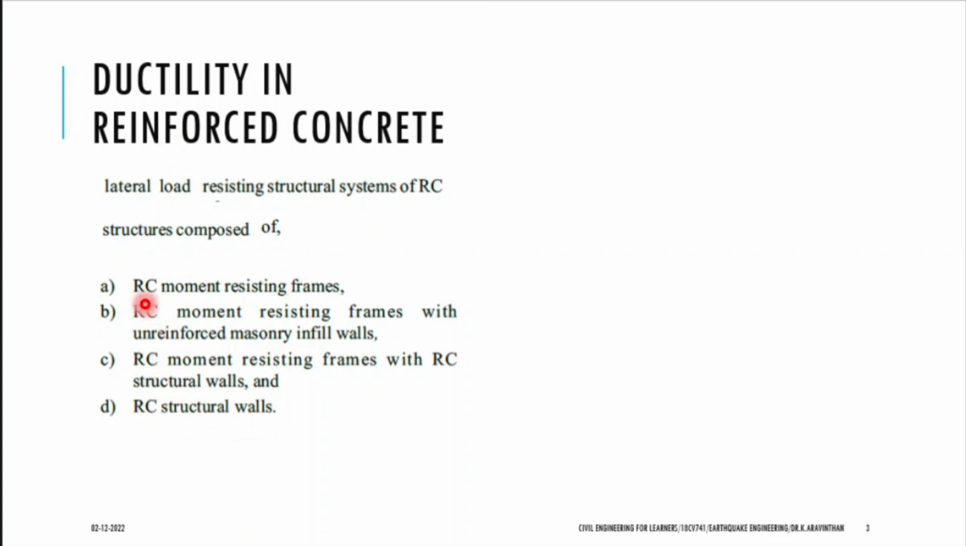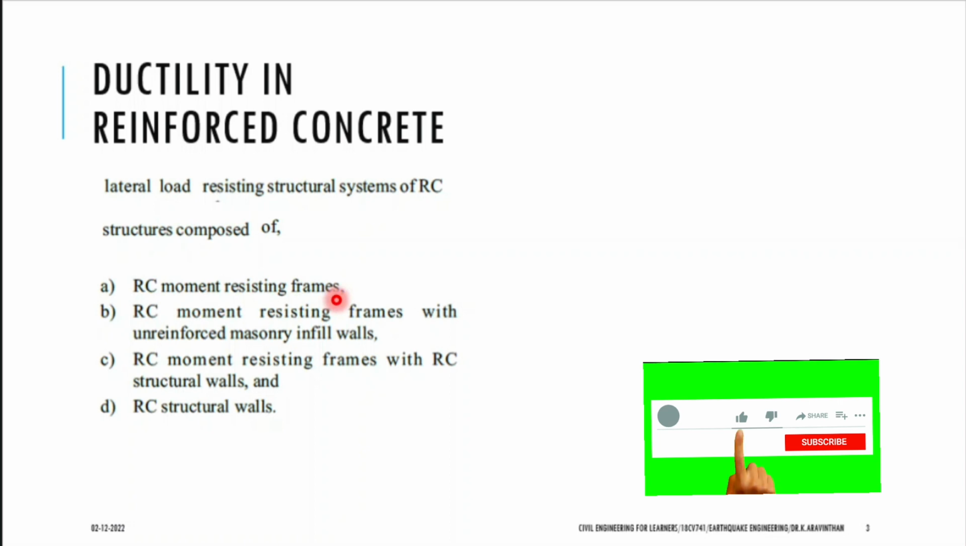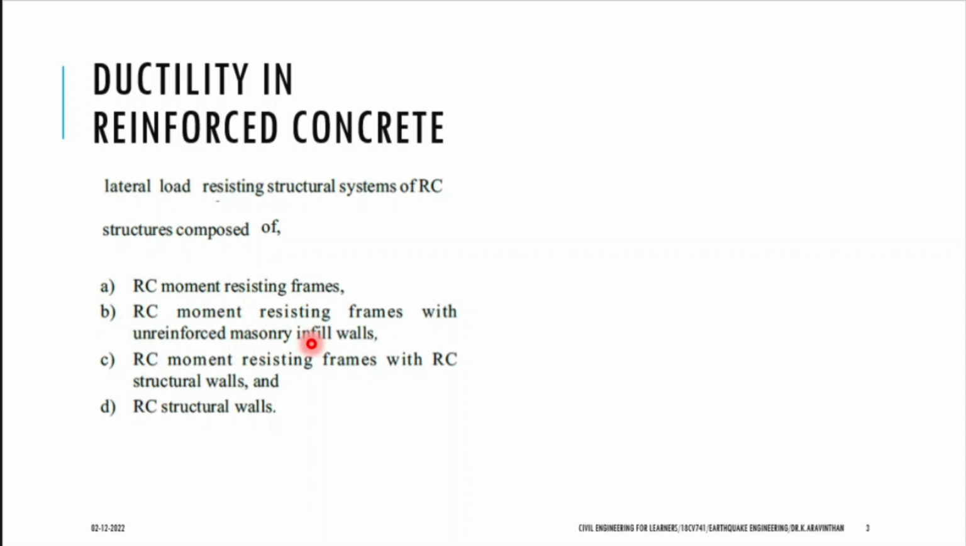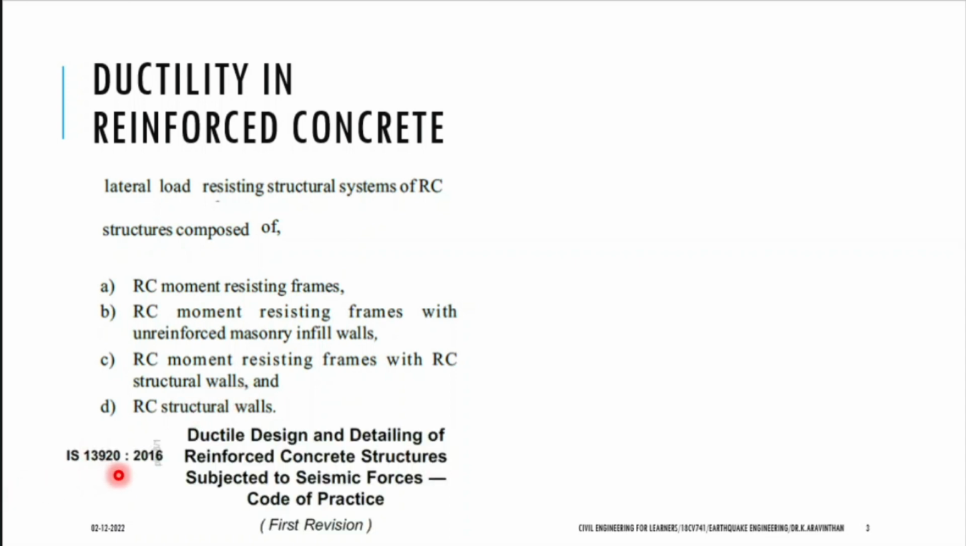Now if you are speaking in terms of ductility, here we insist only on these four types of construction. One is RC moment resisting frame, next one RC moment resisting frame with unreinforced masonry wall. That is brick, hollow block structure which is built in between the columns, and RC moment resisting frame with RC structural wall. This is called a shear wall. This is highlighted in IS 13920:2016. This code is primarily to make the structure go from brittle mode to ductile mode.